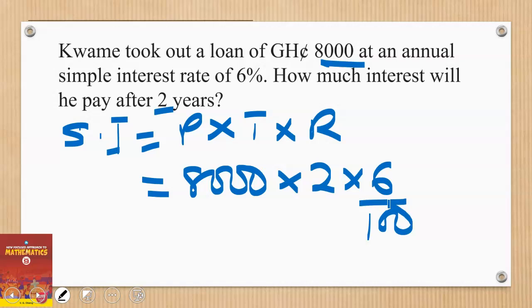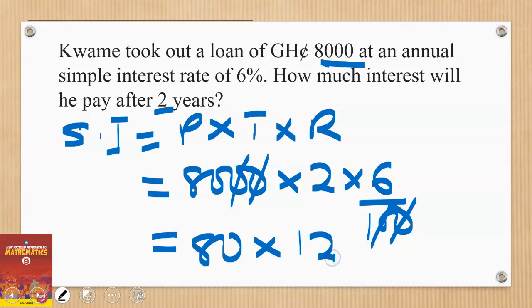Now, once again, we can do simple cancellation here. These 2 zeros can cancel this one. We have our 80 times 12. That's 2 times 6, 12. Now we can multiply 12 by 80. But we can easily do this by saying 12 times 8 alone is 96. Then we attach the 0 to it. So we can say 960.